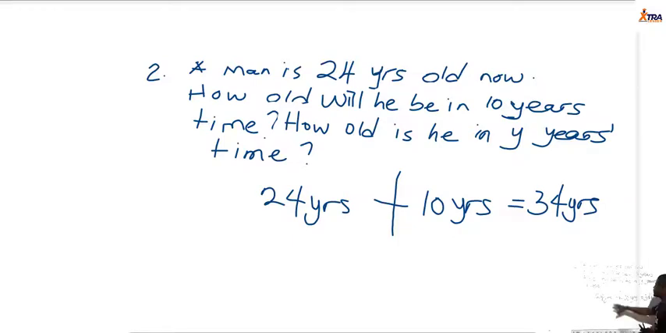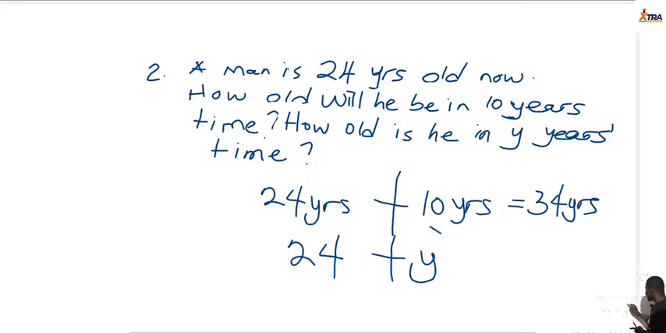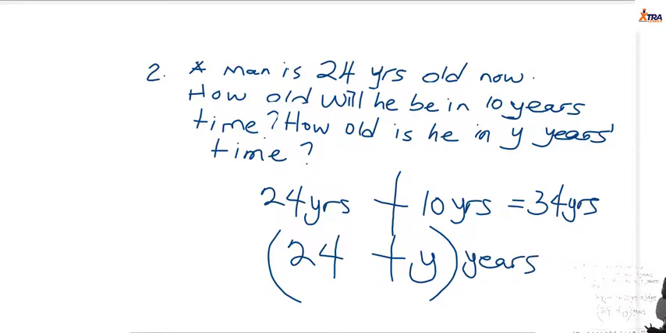Now the question says, how old is he in y years' time? The age of the man initially is 24, so in y years' time, using symbols now, a letter to represent this, is going to be what? 24 plus what? Plus y. Don't forget, it is the years that we are looking at. So the man is going to be 24 plus y years old in y years' time.